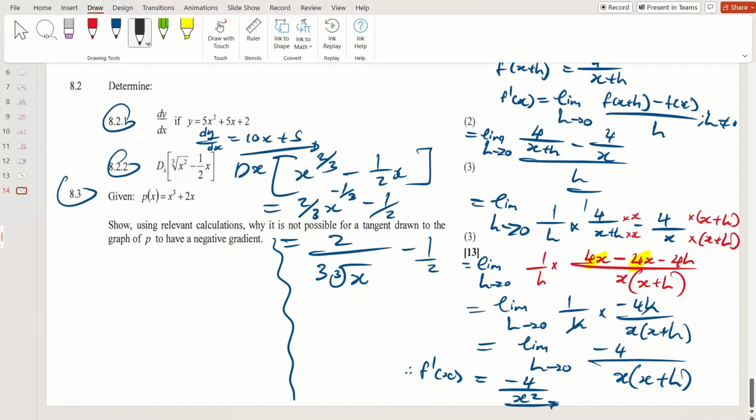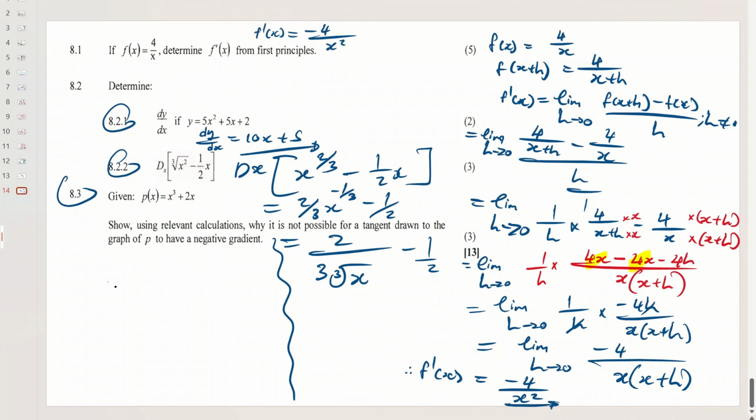So this one, guys, listen to me very carefully. Now they say that if you are given a pair of x, which is equal to that. Now you have p of x, which is x cubed plus 2x. They say show using the derivative calculation why it is not possible for a tangent drawn through E to have a negative gradient. Guys, there are two possibilities for you to show them that indeed it is not possible for a tangent drawn to this function there to have a negative gradient.